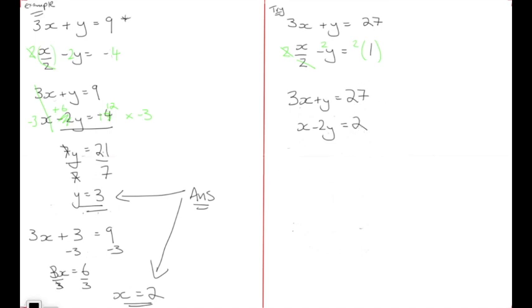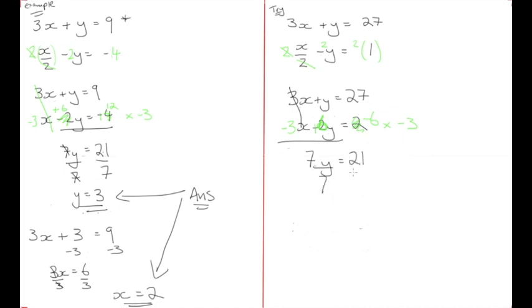Now I'm going to cancel out the x's. So I'm going to multiply this equation by minus 3, okay? So I'm going to get minus 3x here, and then a minus by minus makes this into a plus 6y, and 2 multiplied by minus 3 is minus 6. Now I'm going to solve the simultaneous equation. That cancels. y plus 6y is 7y, and then 27 minus 6 is 21.